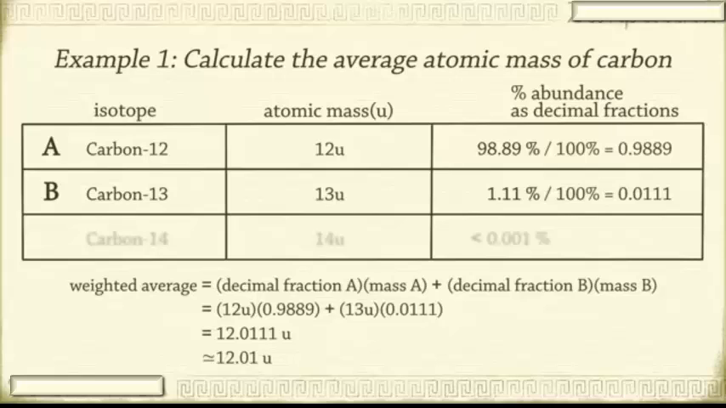Does this answer make sense to you? Remember, most of the carbon on Earth is carbon-12, and only a little bit of it is carbon-13, so the weighted average should be really close to the atomic mass of carbon-12. And it is, just a tiny bit more than 12 u, due to the little bit of carbon-13 which is heavier.